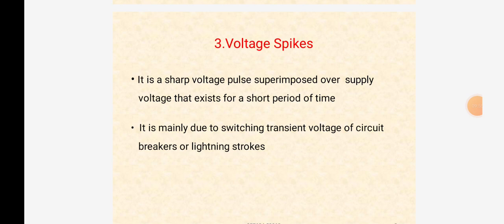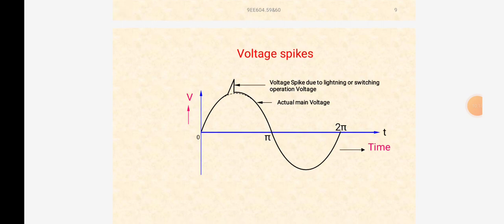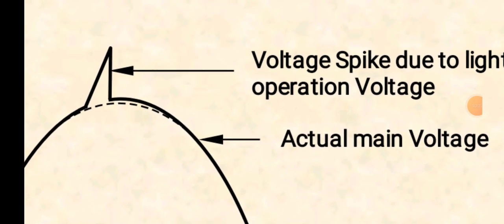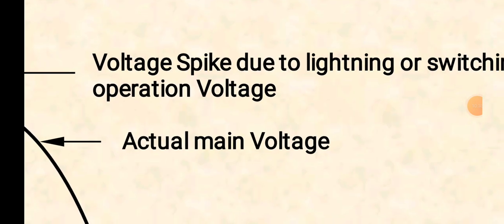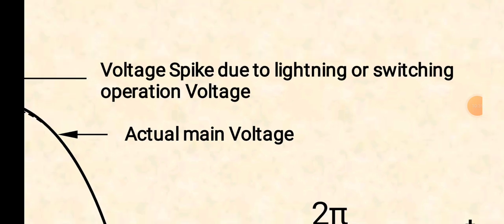It is a sharp voltage pulse superimposed over the supply voltage that exists for a short period of time. It is mainly due to switching transient voltage of circuit breakers or lightning strokes. So this is the diagram for voltage spike. Here is the sine wave of voltage, and this part is called the voltage spike due to lightning or switching operation voltage, and this is the actual main voltage.